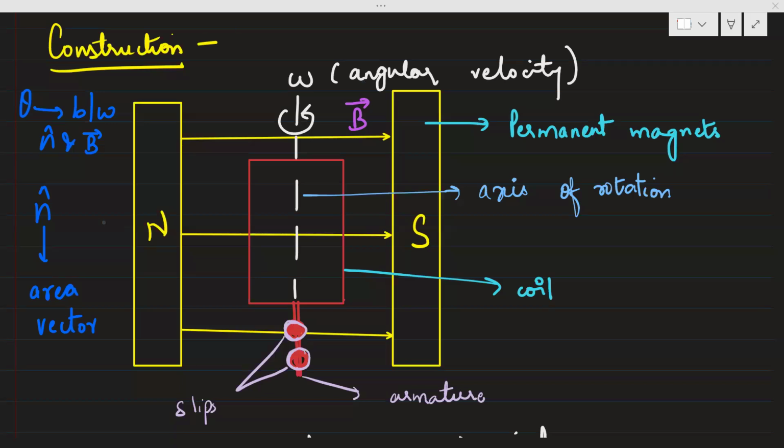Now look, this is how it is constructed. Two magnets are present, one with north polarity, the other with south polarity. The magnetic field goes from one to the other. In between, you have a coil. The coil will be rotated by some angular velocity, that is omega. And this is placed on two slip rings, which allow it to move basically.